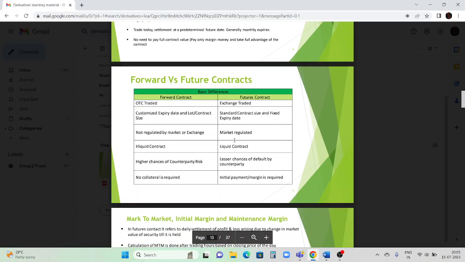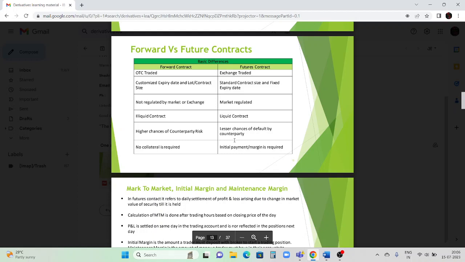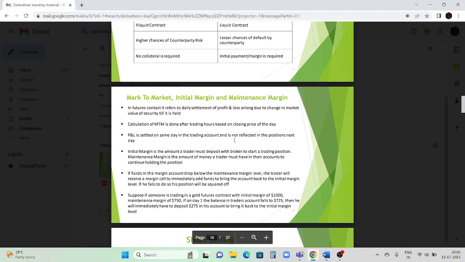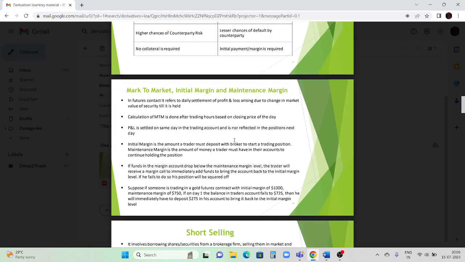There is also a differentiation given. A forward contract is OTC traded, while a future contract is exchange traded. In a forward contract, no collateral is required, and in a future contract, an initial payment or margin is required. I hope people in collateral know it's assets pledged as security. Also covered are mark to market, initial margin and maintenance margin.